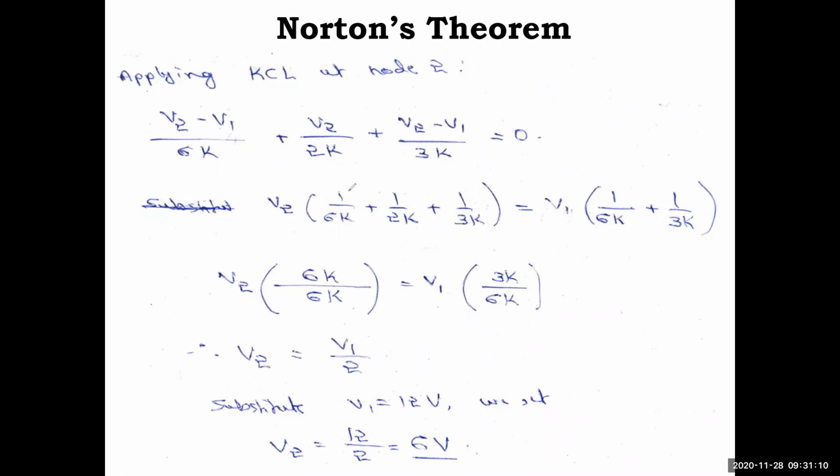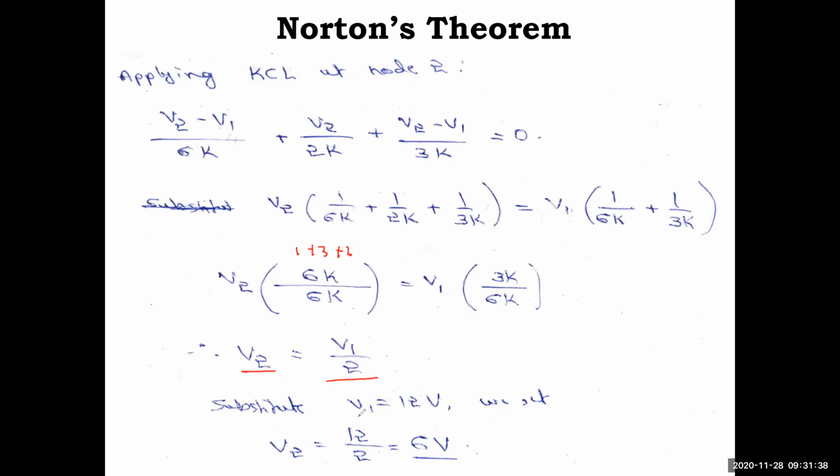What I am getting is 1 by 6, 1 by 2, 1 by 3. Take the LCM, it is 6k. Here 1 plus 3 plus 2 will come, which is equal to 6. So straight away I have written V2. On the left side it will be V2 into 1. On the right you have 1 by 6 plus 1 by 3, with LCM 6, so you have 1 plus 2, 3 by 6, which is nothing but 1 by 2. That's why 1 by 2 into V1 is written.